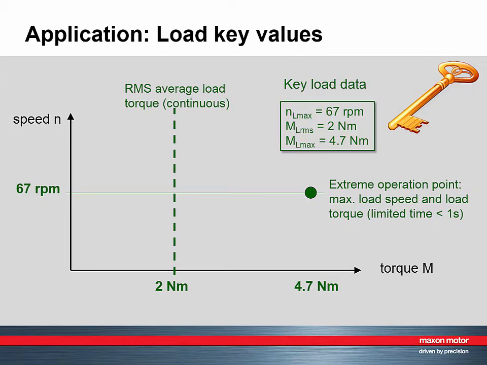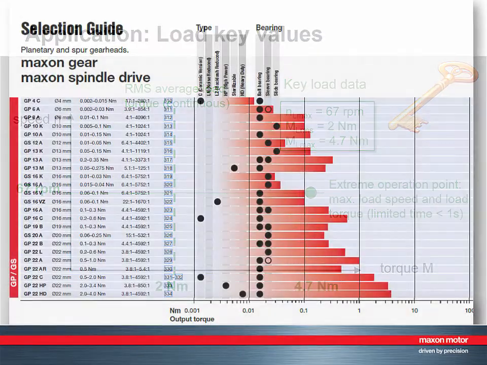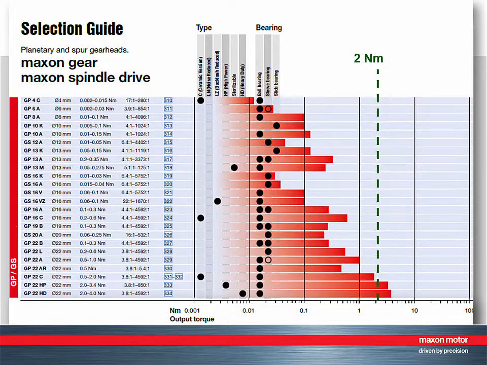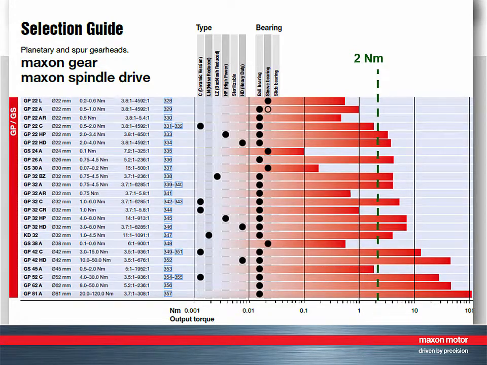Let's take specific values as an example. We assume that we need 2 Nm continuous torque and 4.7 Nm maximum torque for a quick acceleration to 67 RPM. A good overview of the rated torque of maxon gearheads offers the selection guide in the catalog, the red bars indicating the torque capabilities with respect to the scale at the bottom. The smaller gearheads at the top of the list are too weak. The continuous torque rating is too small. In the lower part, one finds the larger and stronger gears with sufficient continuous torque.